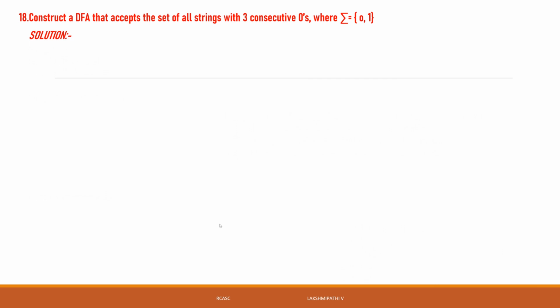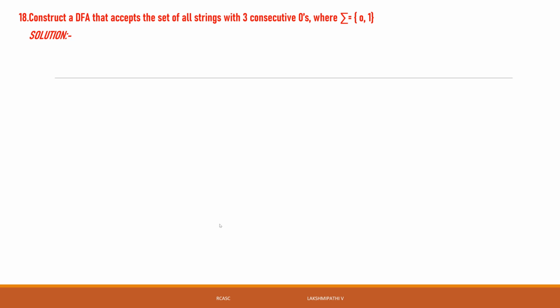Construct a DFA that accepts the set of all strings with 3 consecutive zeros, where sigma is equal to {0, 1}. The question itself clearly mentions it: construct a DFA to accept the set of all strings with 3 consecutive zeros, continuously 3 zeros, over the alphabet sigma.